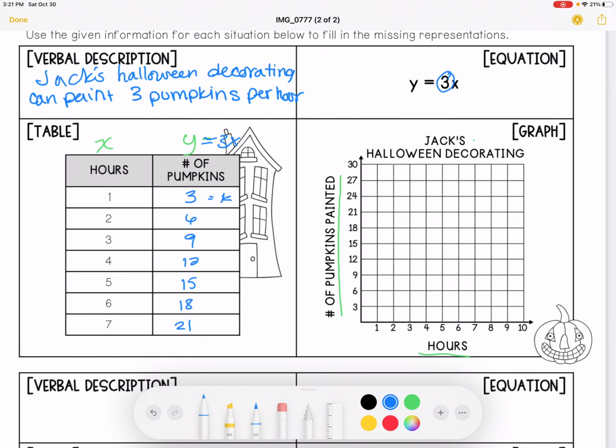Now I can use the information on my table to fill in my graph. So at 0 hours, Jack's Halloween decorating has painted 0 pumpkins, but after 1 hour they've done 3, 2 hours 6, 3, 9, and I can use that pattern of going up 1 over 1 to fill in all the way to 10 hours.